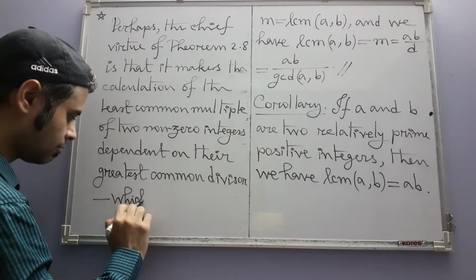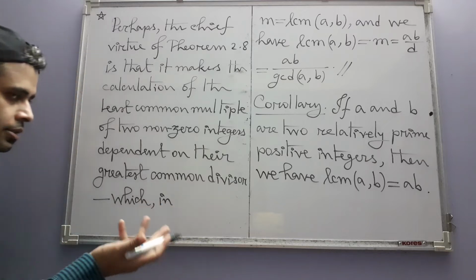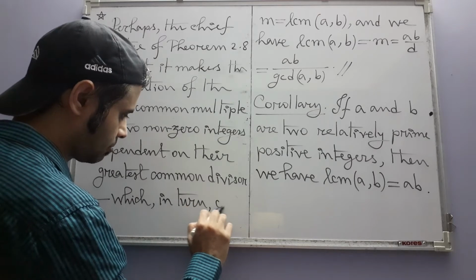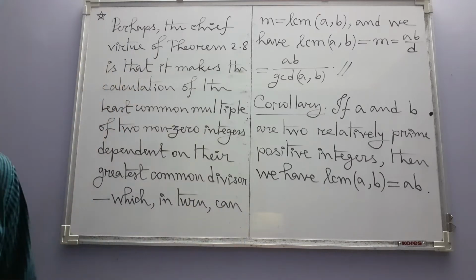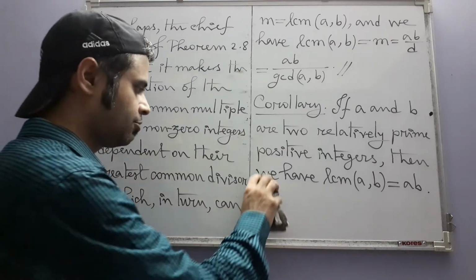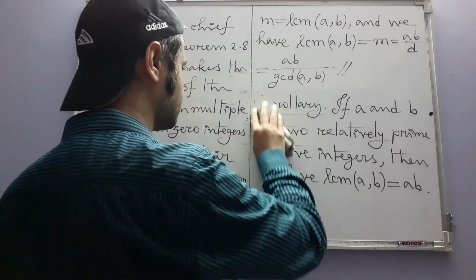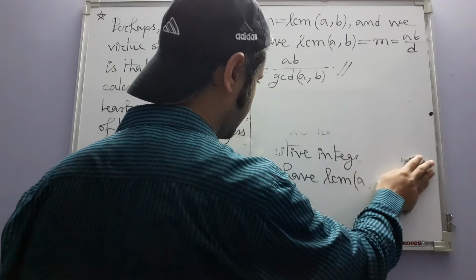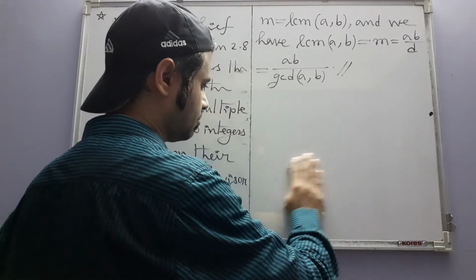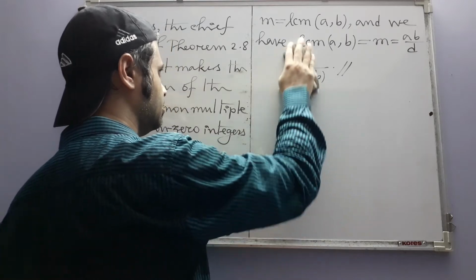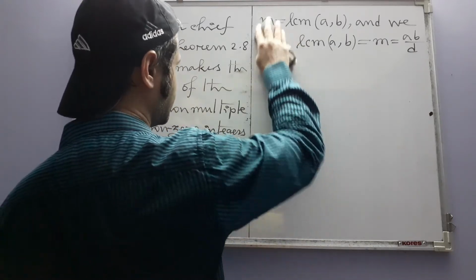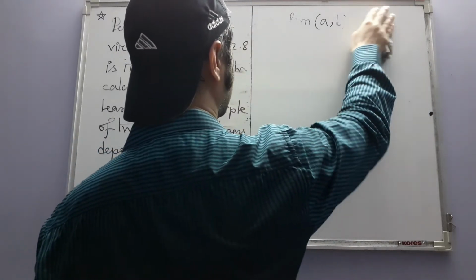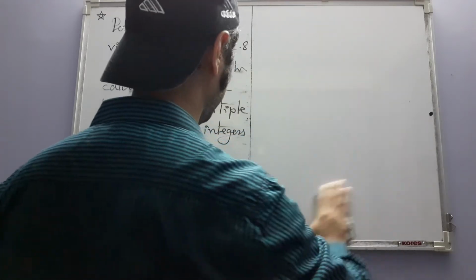And the GCD itself can be calculated using the Euclidean algorithm in turn. So that means actually you can say that there is also an algorithm for calculating the LCM of two non-zero integers A and B. So first you apply the Euclidean algorithm to calculate their GCD. Then in your next step you use this theorem, and with the GCD value you then calculate the LCM.